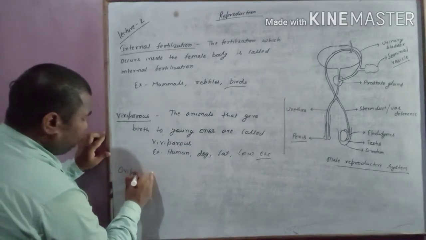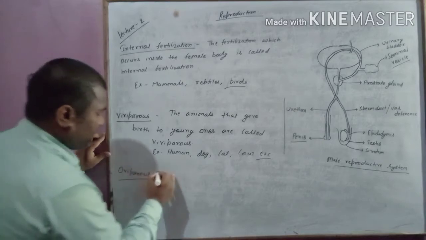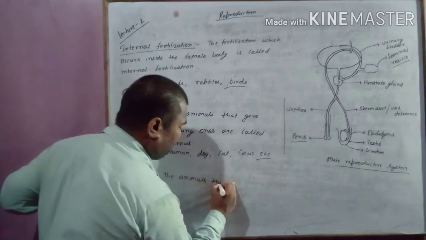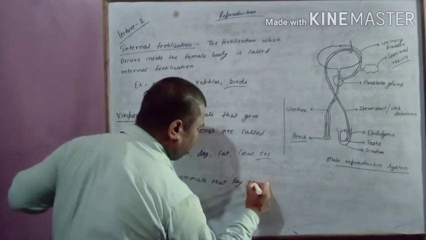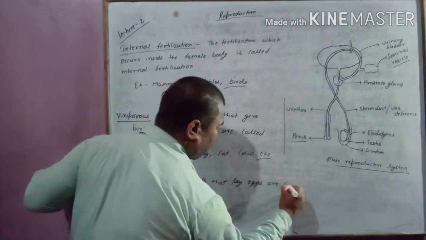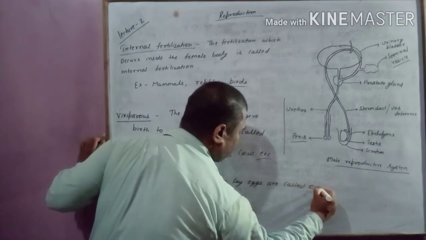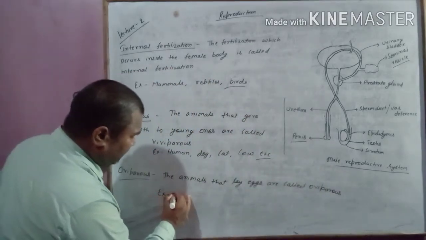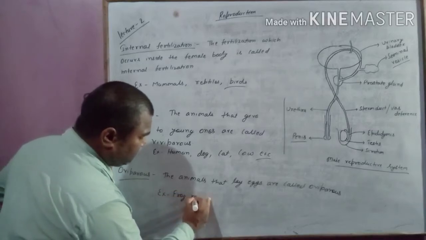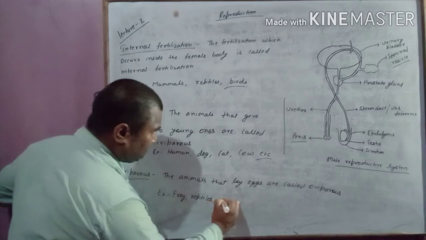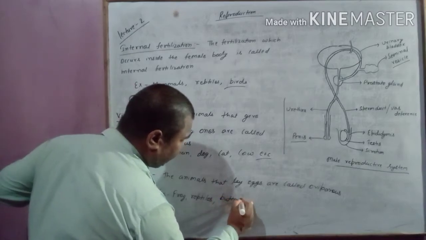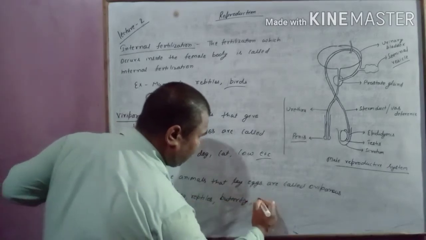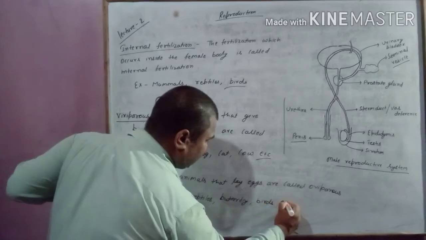Oviparous. The animals that lay eggs are called oviparous. Example: frog, reptiles, butterfly, birds, etc.